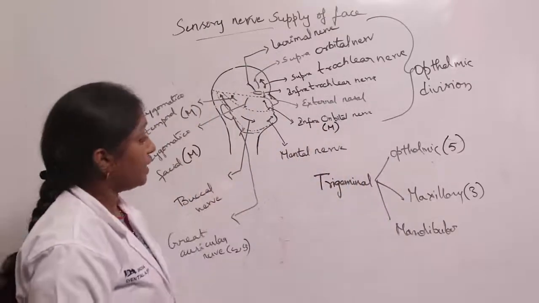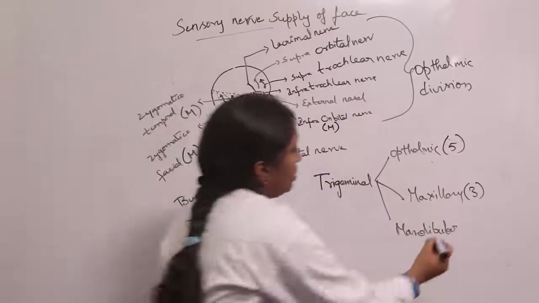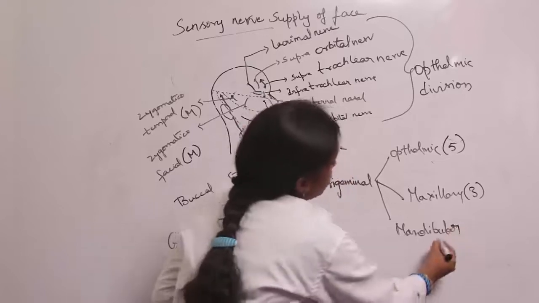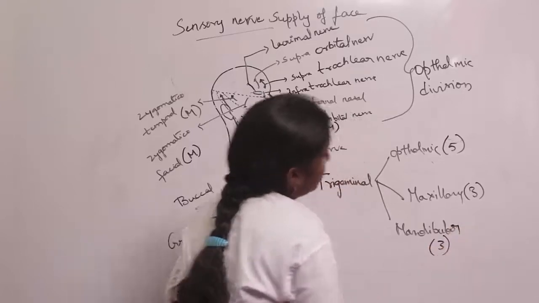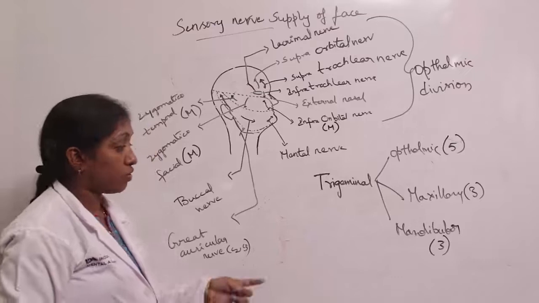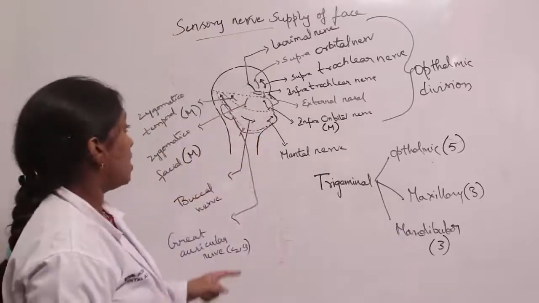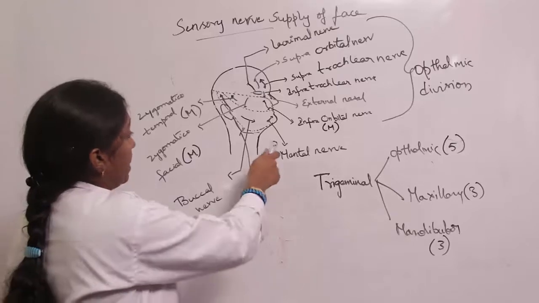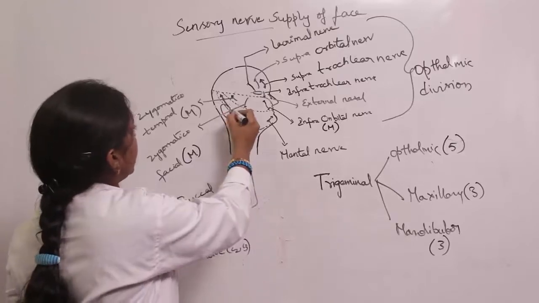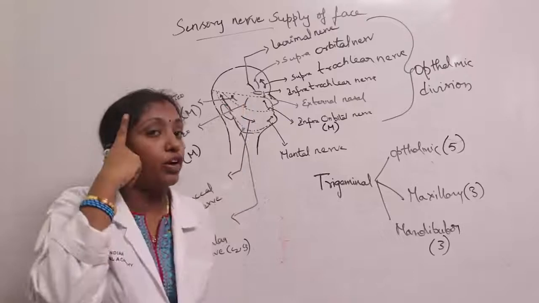Then next, coming to the mandibular division of the trigeminal nerve, it also gives 3 branches on the face. The first one is the auriculotemporal nerve. So here is the auriculotemporal nerve.